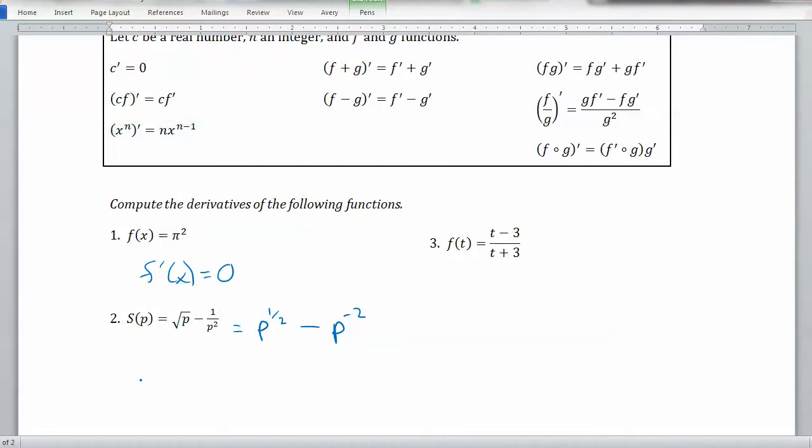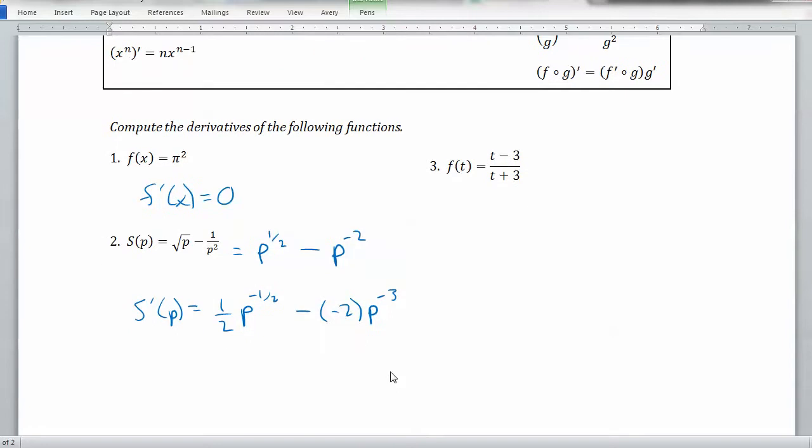And so I will write that s prime of p, we just bring the exponent out front, 1/2 p, and then subtract 1 from the exponent, so we get -1/2. And when we bring the exponent out front here, we get -2. And when we subtract 1 from it, we get -3.